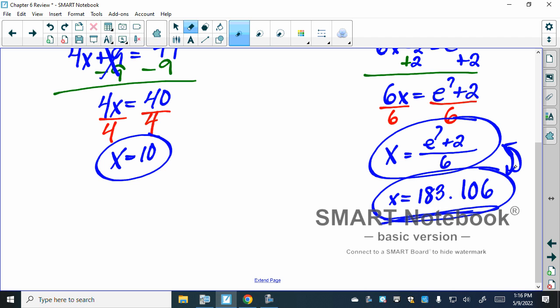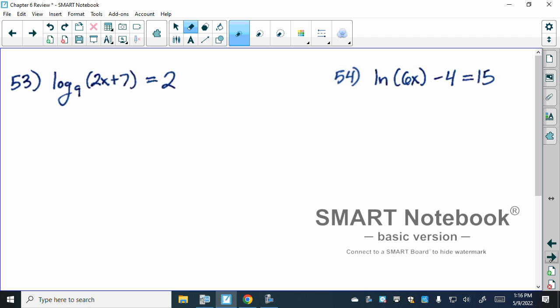Any other questions on these two here before we look at the next one? Any questions on 53 or 54?